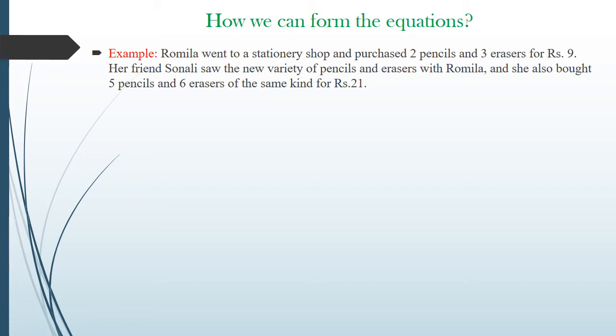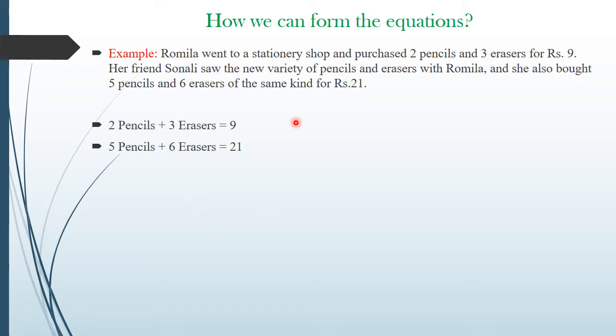Step by step we are going to read the question and write our equations according to the statements. The first statement says Romila went to a stationery shop and purchased 2 pencils plus 3 erasers and she gave 9 rupees in total. That I can represent as 2 pencils + 3 erasers = 9. Now her friend Sonali also went to the same shop and bought 5 pencils plus 6 erasers, and in total she paid 21 rupees.